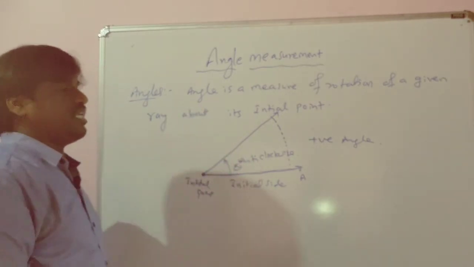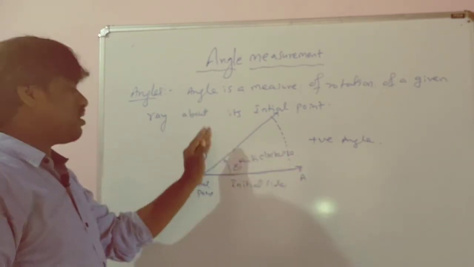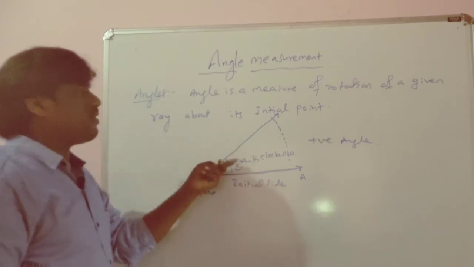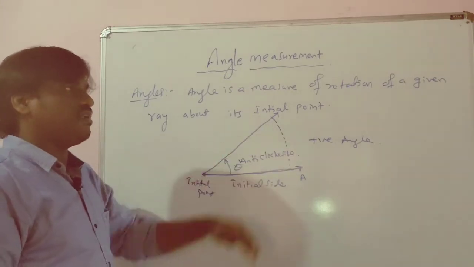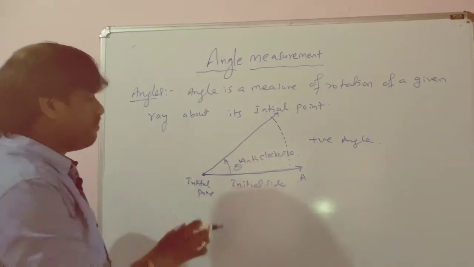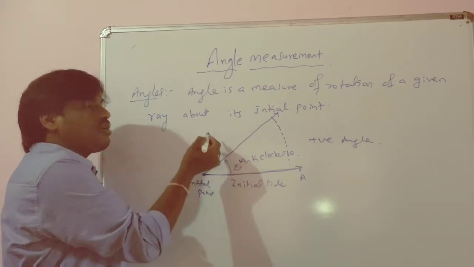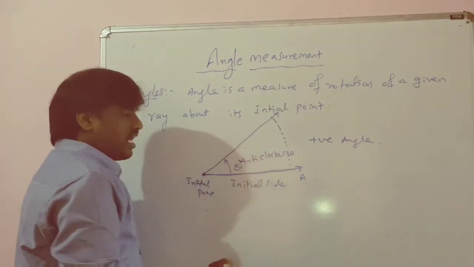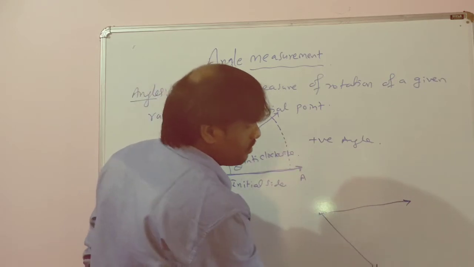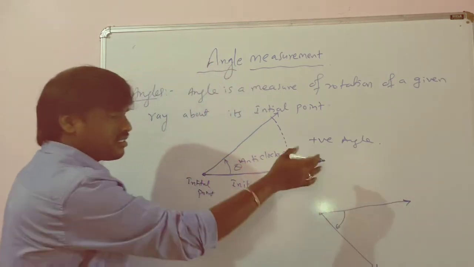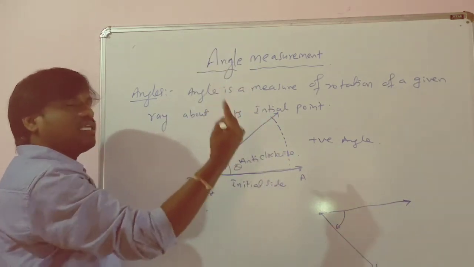Angle is a measure of rotation. How it is rotated, according to that rotation we will measure. The measure of rotation is called angle. Angle is a measure of rotation of a given ray from its initial point. Whatever you measure from the initial point, that is the angle. If it is anti-clockwise, it is a positive angle. And if it is clockwise, suppose this is a ray and you are going downwards, that is a clockwise direction, and the other is the anti-clockwise direction.